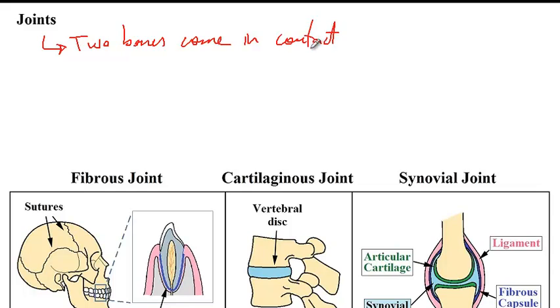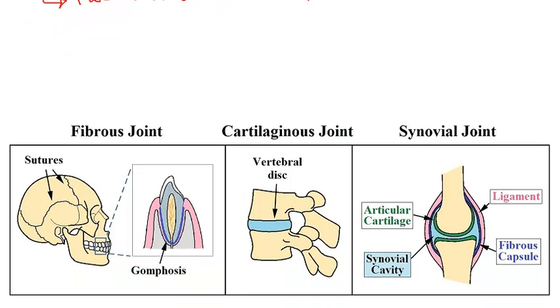And based on the composition of the connective tissues that is present or absent, joints can be classified into 3 types. The first one is called a fibrous joint, which binds 2 bones together by a fibrous tissue, and these bones have little or no movement at all. For instance, the bones of the skull that are being joined together is an example of a fibrous joint. Likewise, gomphosis, which binds tooth to its socket, is another example of fibrous joint.